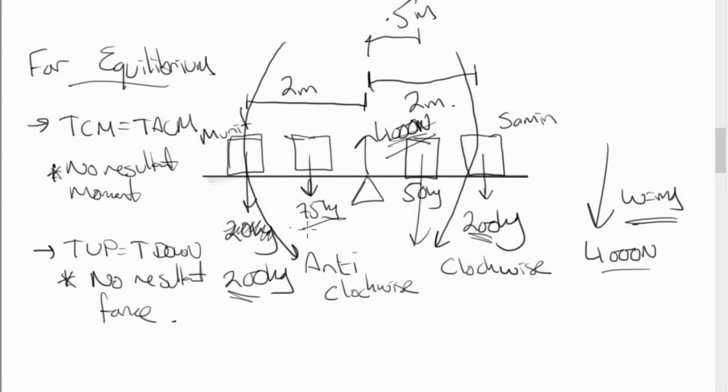Now we need to figure out the position. Our target is that this is going to be in equilibrium, right? So to keep it in equilibrium, the total clockwise moment has to be equal to the total anticlockwise moment. We can write an equation with all the clockwise moments on one side and all the anticlockwise on the other, and the distance we don't know, we can label it as x. Now we need to solve for x.